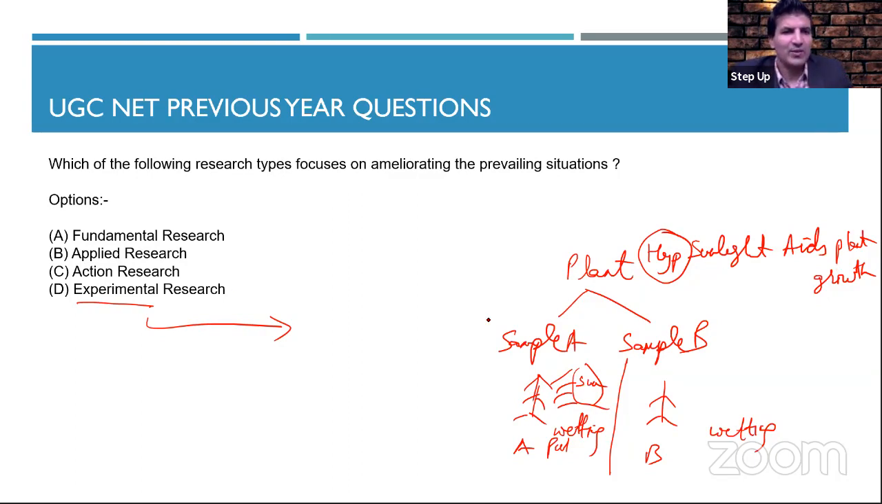Got it? So that is your experimental research. What is it about? It's about manipulating variables to determine causal relationships between variables. So therefore the answer is, of course, option C, but I just wanted to explain experimental research to you guys as well. Are we clear on this?